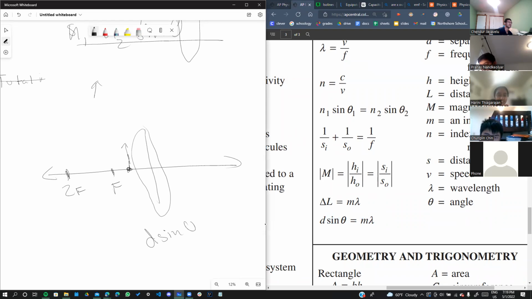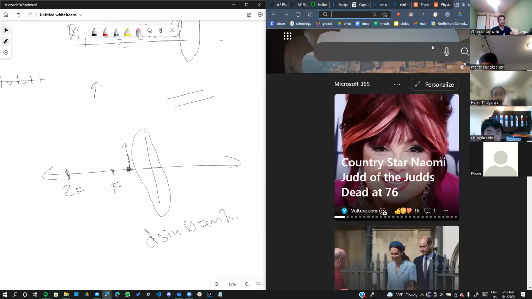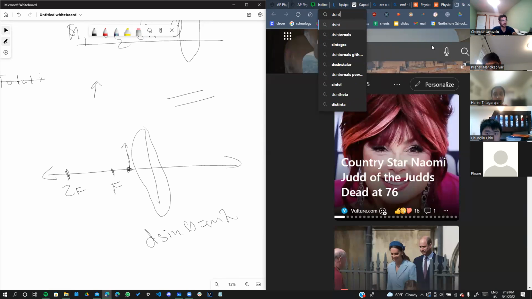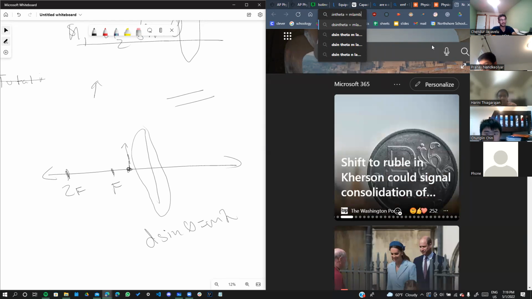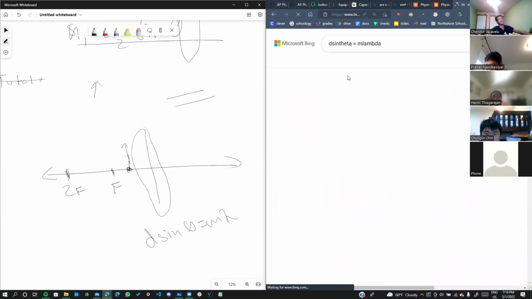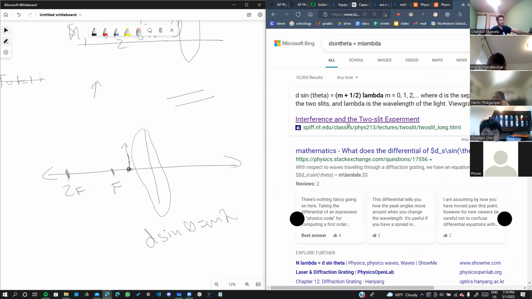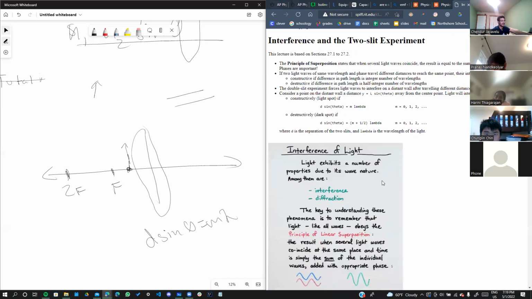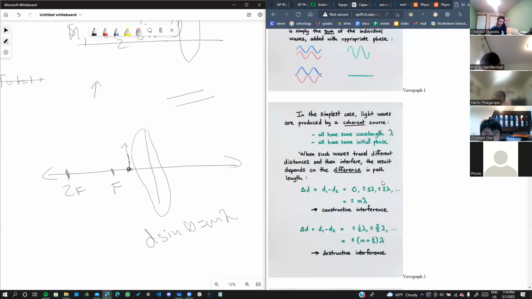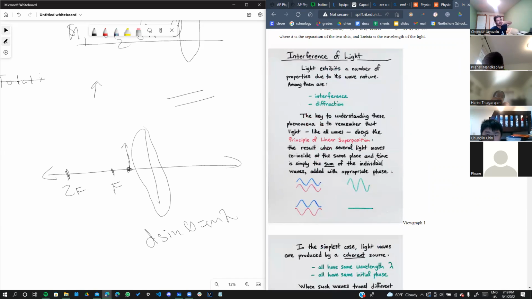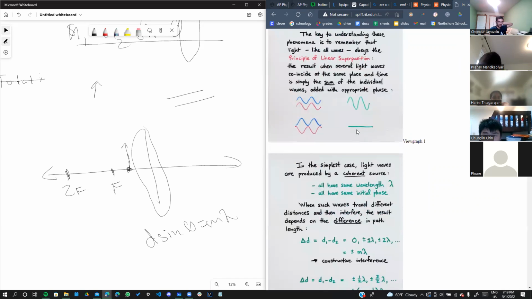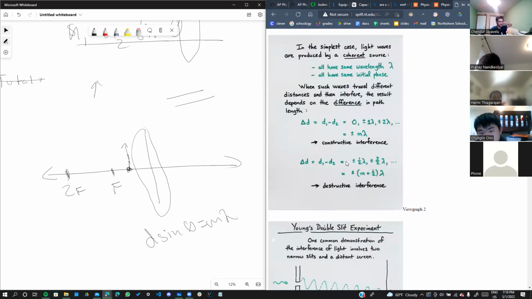So d sine theta. This is referring to splits, I think. Let's pull it up. d sine theta is equal to m lambda. Interference. It's lighter and darker in some places. Okay, superposition. So it's a bunch of light adding up to each other.